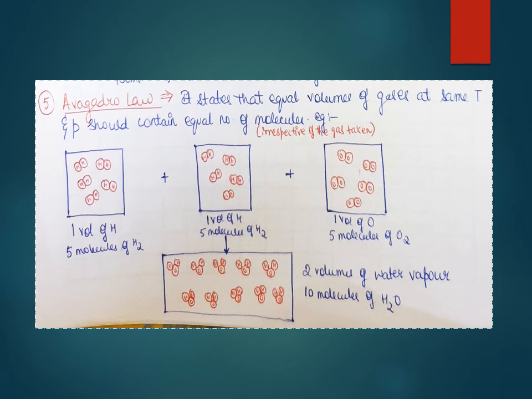Okay, so this is what we had to discuss about the laws of chemical combination. The 5 laws, which are the law of conservation of mass, law of definite proportion, law of multiple proportion, Gay-Lussac's law, and Avogadro's law. In the next class, what we are going to discuss would be Dalton's atomic theory.